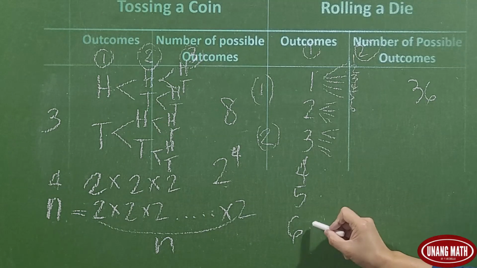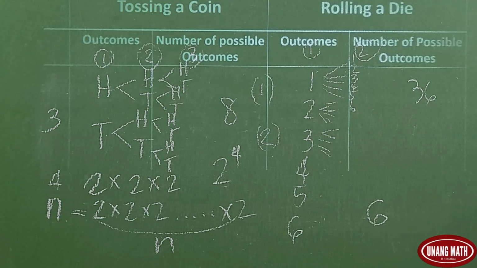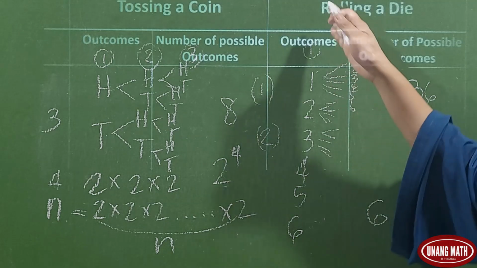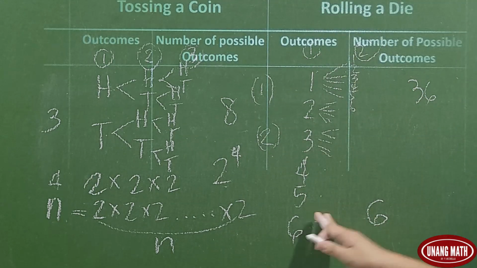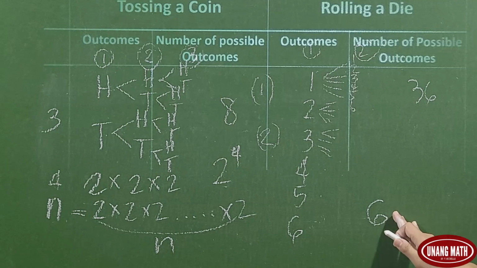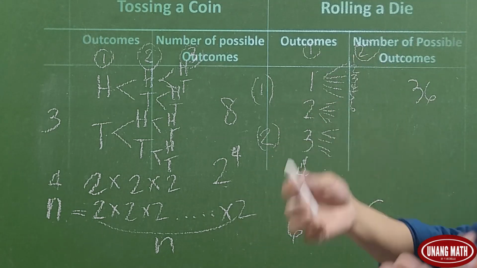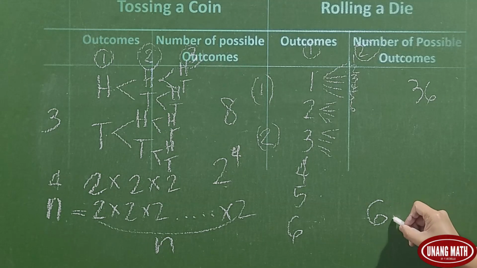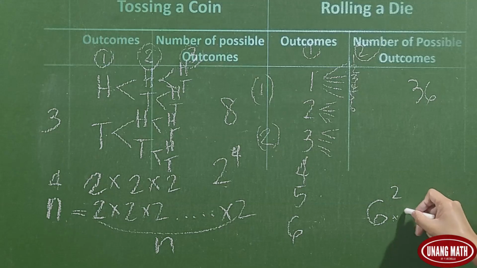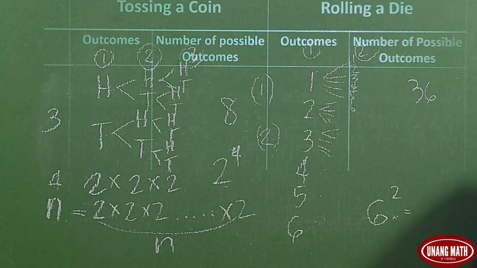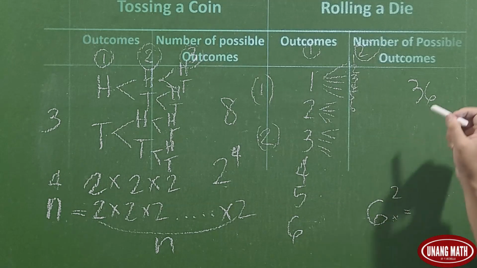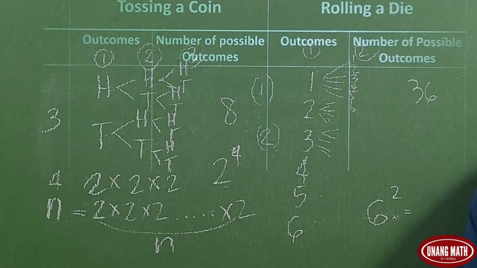So in here, 6 would be the number of outcomes if we are going to roll a die, and raise it to how many dice we are going to roll. So let's say we're going to roll 2 dice, so it would be 6 squared. That's why the number of possible outcomes is 36.